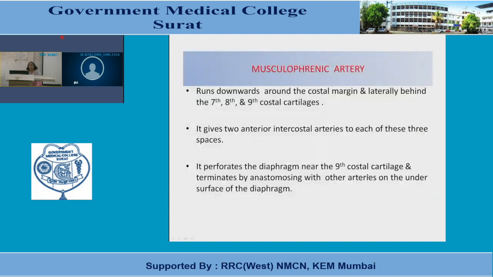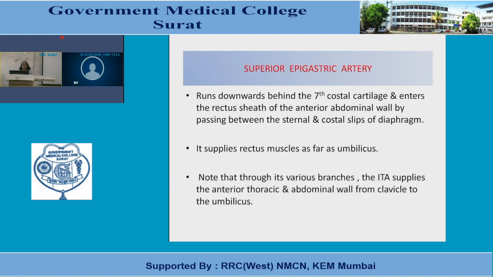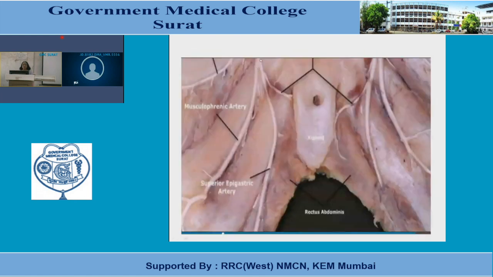Now the terminal branches of the internal thoracic artery; here you can see the diagram. This is the internal thoracic artery. The terminal lateral branch is seen here, the musculophrenic artery, and the medial end is the superior epigastric artery. So what are the terminal branches of the internal thoracic artery?